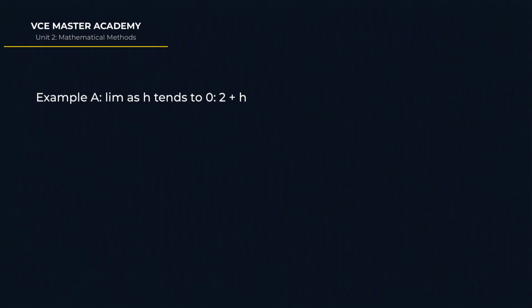Two quick examples. Part A, the limit as h approaches 0 of 2 plus h. Nothing awkward happens here, so we just put 0 in. 2 plus nothing is 2. Done. Part B is the important one. The limit as h approaches 0 of h squared plus 3h all over h. If you rush in and substitute 0 straight away, the top becomes 0 and the bottom becomes 0, and 0 over 0 is meaningless. So we tidy up first.